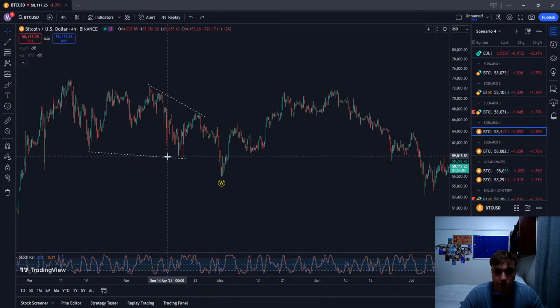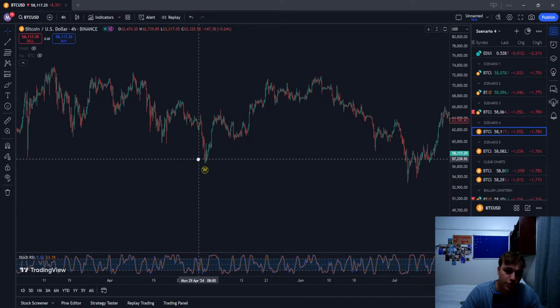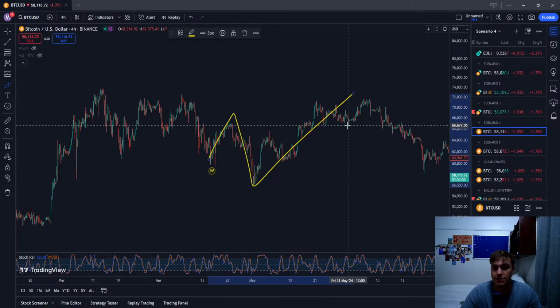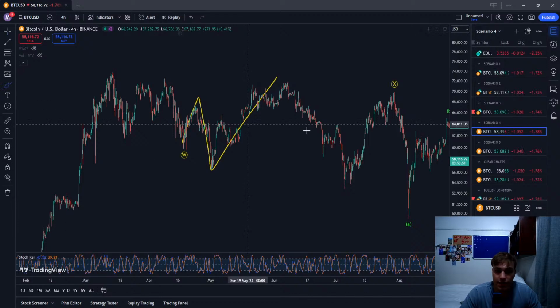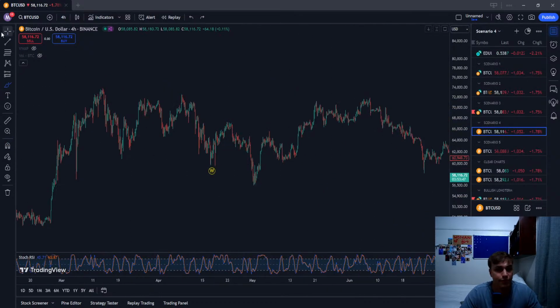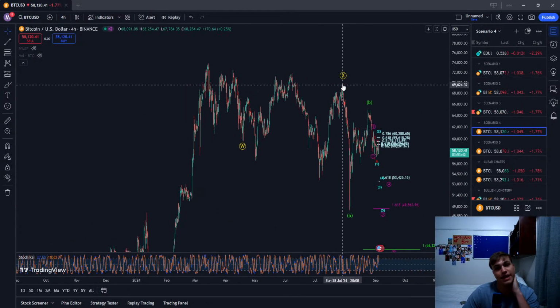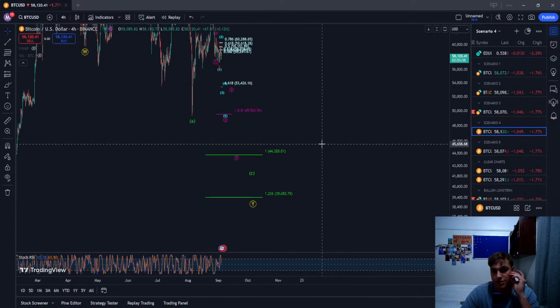So I reanalyzed this and realized my W was on the wrong point. This W can actually move to this low. Then we have an expanding flat, and then so expanding, B, and then an X. So a very, very interesting structure here. But so this wave X does work out, WX, and then finish in Y to the downside.